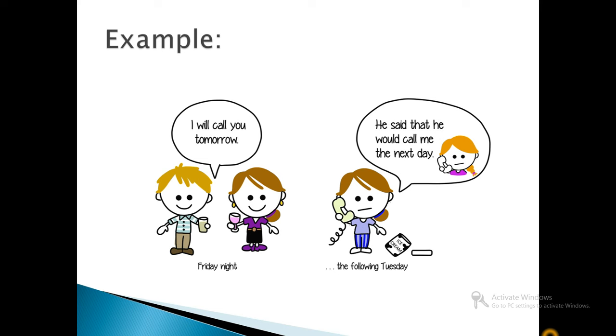Here is one more example. "I'll call you tomorrow." This is direct speech. When it turns into indirect speech, it becomes: He said that he would call me the next day.